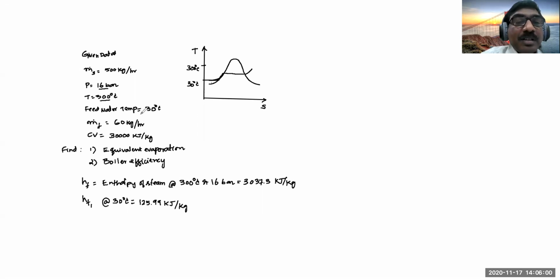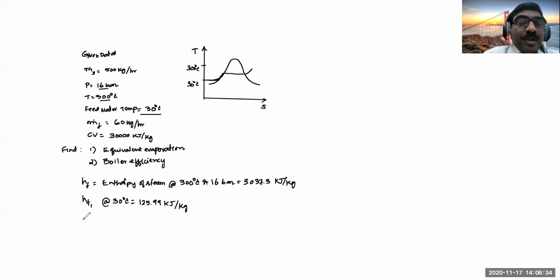So what you have to understand is that the feed water is supplied at 30 degrees centigrade. The feed water has to be heated to 300 degrees centigrade and to the pressure of 16 bar. So this is the initial state and this is the final state. You need to take the difference of the enthalpies of these two states, so that we know how much heat is added to the water.